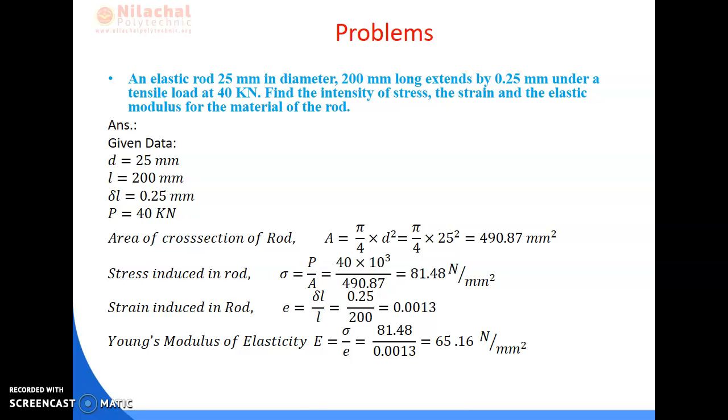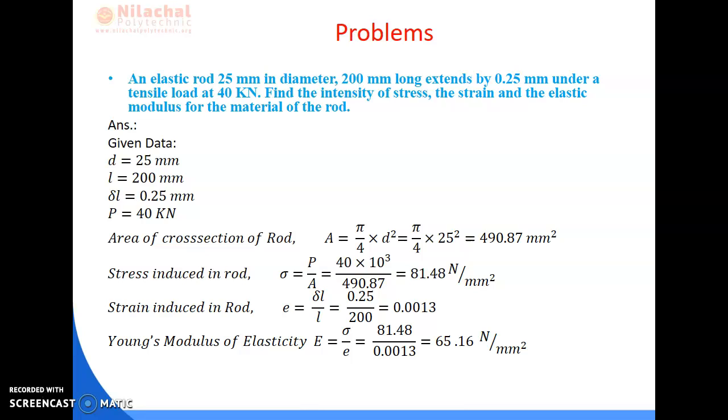The stress induced in the rod, sigma, is equal to load by area. Load is equal to 40 into 10 to the power 3 and area is 490.87. Calculating this, we obtain 81.48 Newton per mm square. Hence, sigma is equal to 81.48 Newton per mm square.